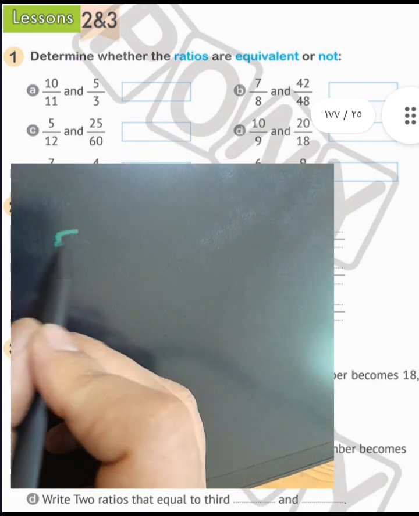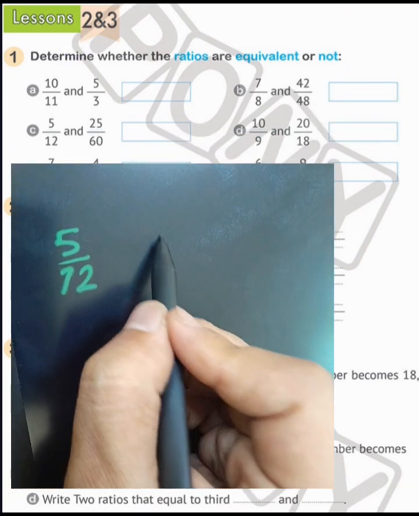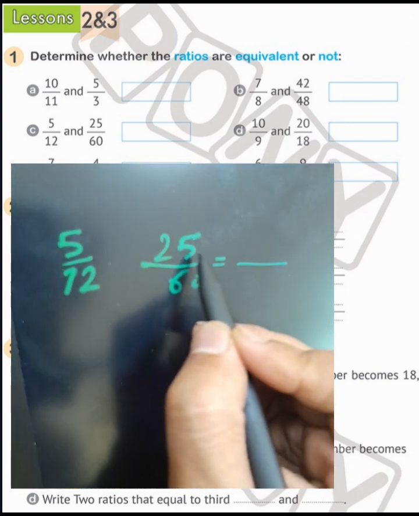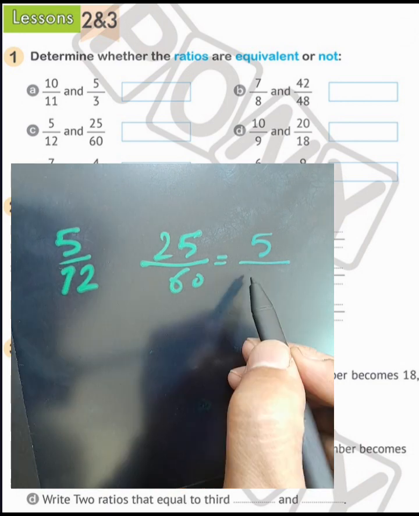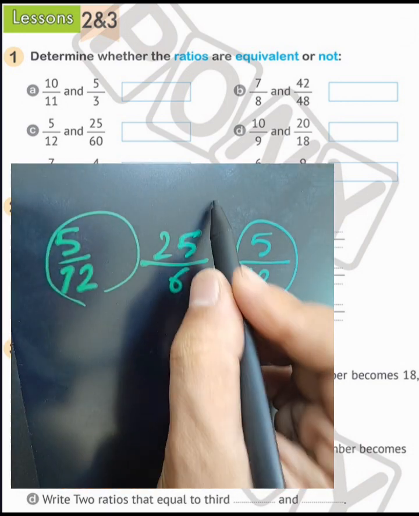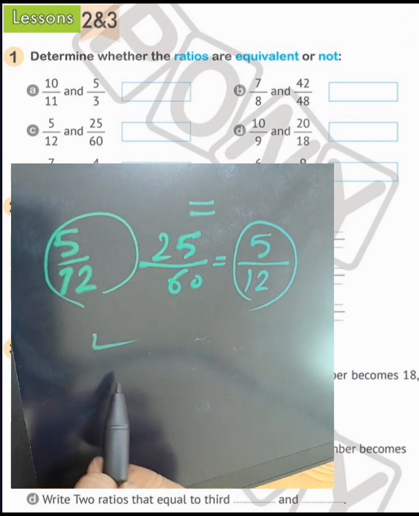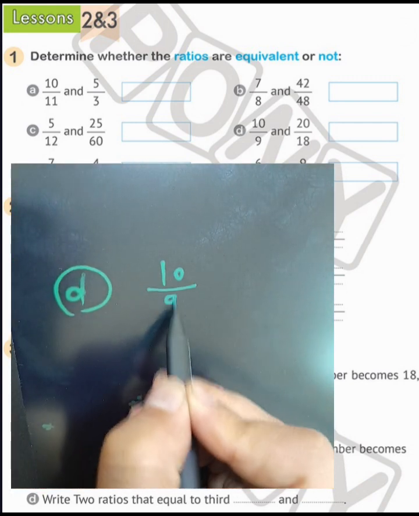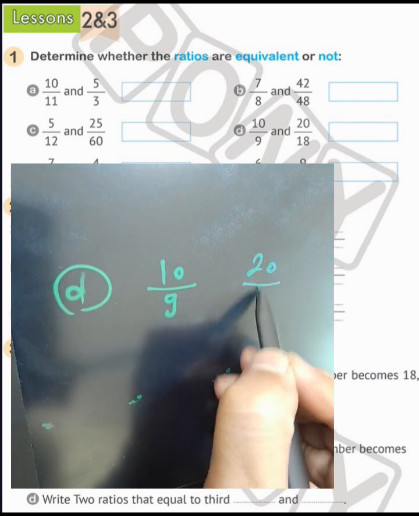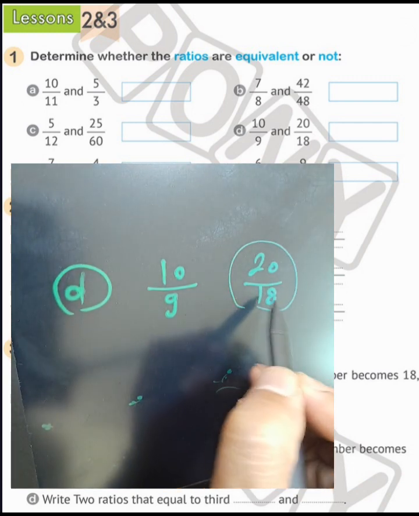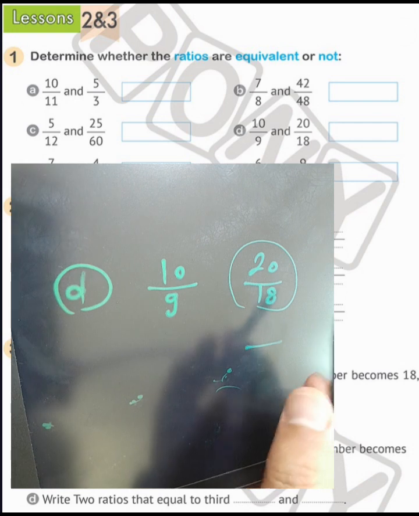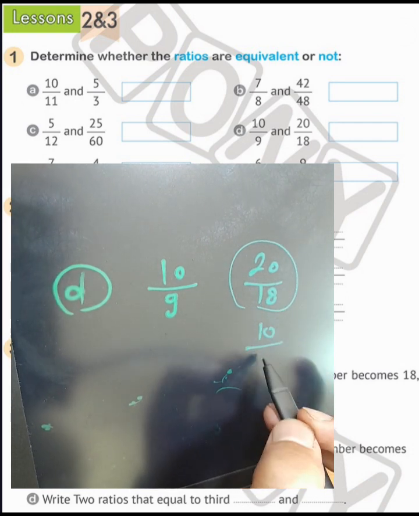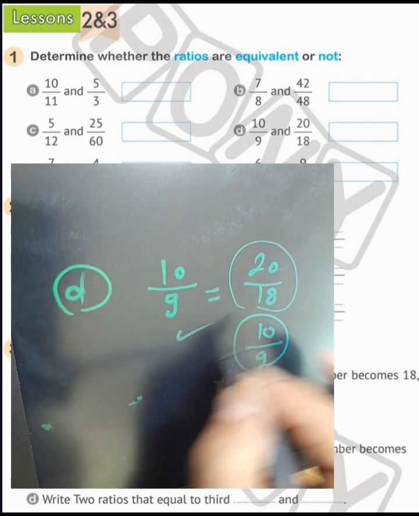5 over 12 and 25 over 60. We can simplify this by dividing by 5. 25 divided by 5 equals 5. 60 divided by 5 equals 12. And it will be equivalent. True. Question letter D. We have 10 over 9 and 20 over 18. We can simplify by dividing by 2. 20 divided by 2 equals 10. 18 divided by 2 equals 9. Then it will be equivalent.